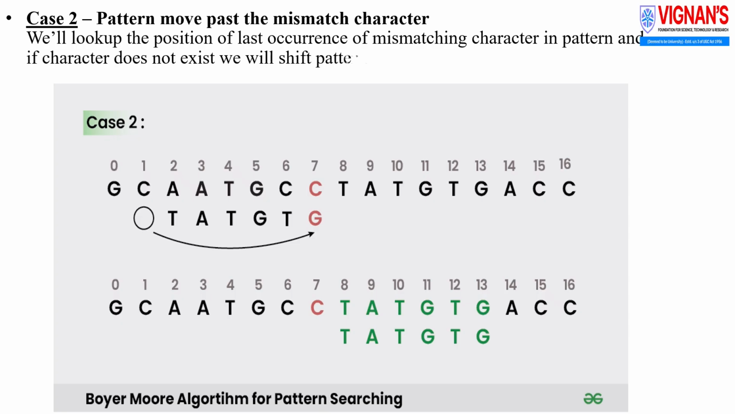Example walkthrough. Text: GCAATGCCTATGTGACC. Pattern initial: __TATGTG. Mismatch. At index 7, the text has C, while the pattern has G. Action. Since the character C does not exist anywhere in the pattern, the entire pattern is shifted past the mismatching character. Pattern shifted. The pattern now starts at index 8, TATGTG.